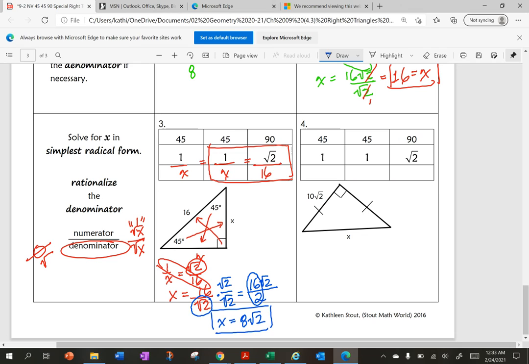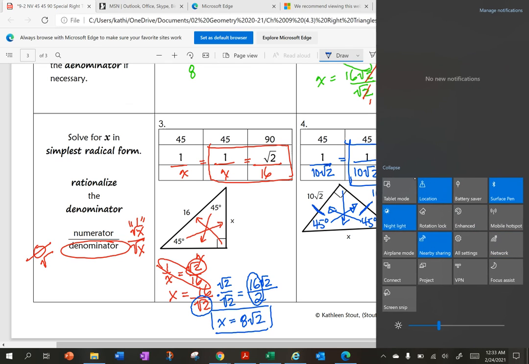All right, let's try one more. So I recognize I have a 45, 45, 90 triangle because I have 2 equal legs. My legs are equal. Then these angles must be 45 degrees. So if this side is 10 times the square root of 2, so is this side. So across from 45 is 10 times the square root of 2, 10 times the square root of 2, and across from 90 is x. Okay, so I have 3 equivalent fractions. So I'm going to set 2 equal to each other, and it has to include the variable.